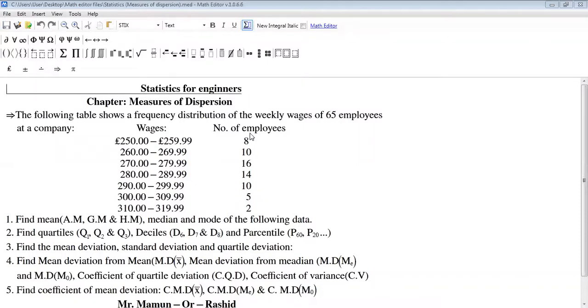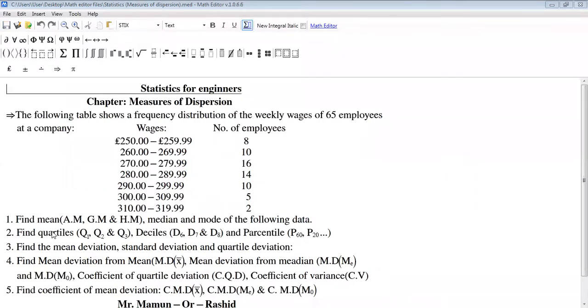There are wages and the number of employees given. From this table, we have to find the arithmetic mean, geometric mean, and harmonic mean. There are three types of mean we have studied. So first of all we will find the arithmetic mean, geometric mean, and harmonic mean. Then we must know the arithmetic mean, that means mean. There are two methods for finding the mean: one is the shortcut method and another is the direct method.